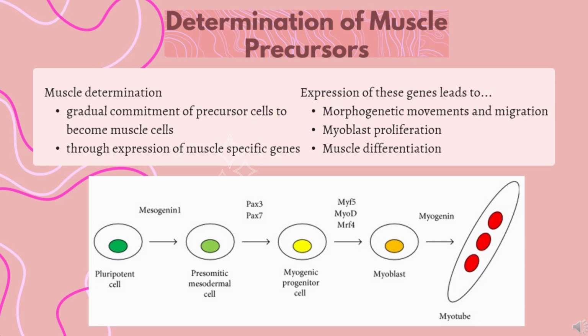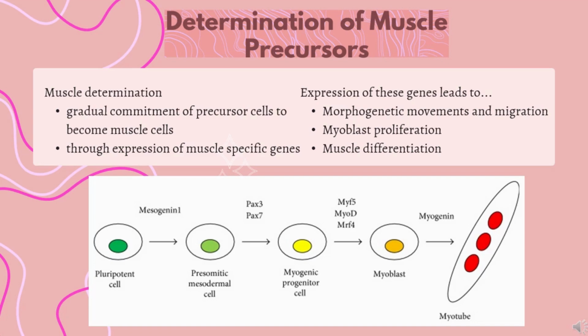Further induction of these cells to express PAX3 and PAX7 genes causes the cell to become a myogenic progenitor cell, and when these are further induced to express MYF5 and MyoD, they differentiate to become a myoblast cell, the immature form of a muscle. At this point, the myoblast is now fully committed to become skeletal muscle. The final expression of MRF4 and myogenin, among others, eventually leads to the terminal differentiation of the myoblast, preventing it from further proliferation and leading to the formation of the myotube.